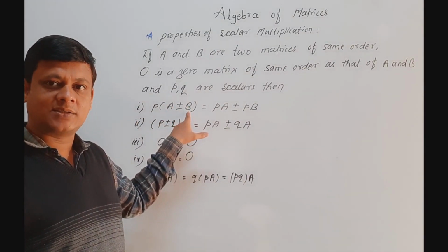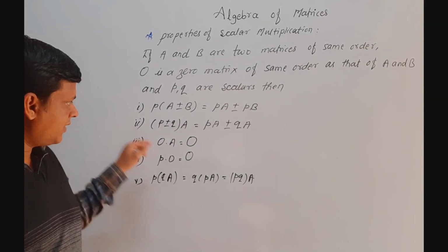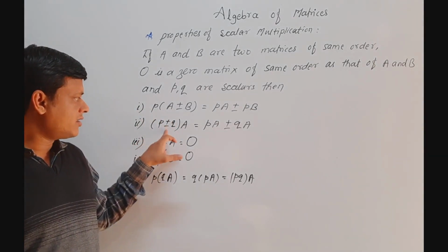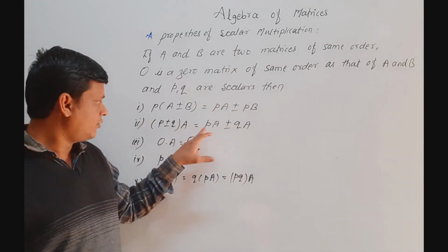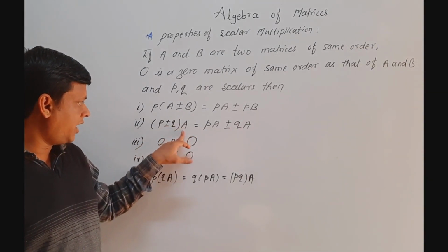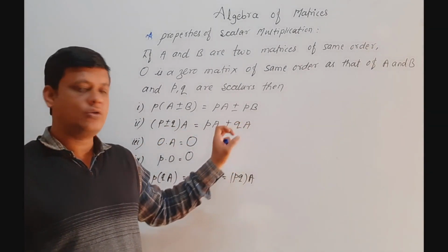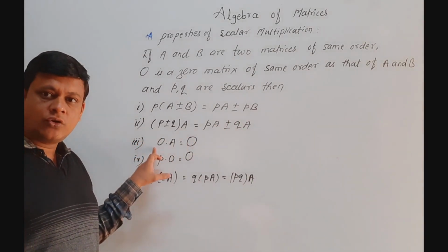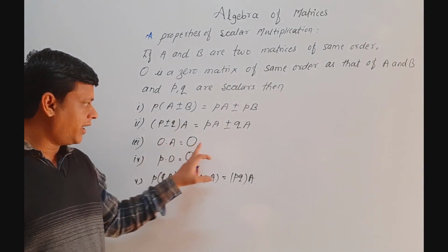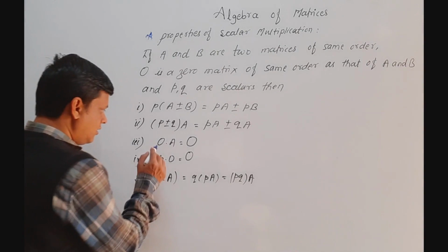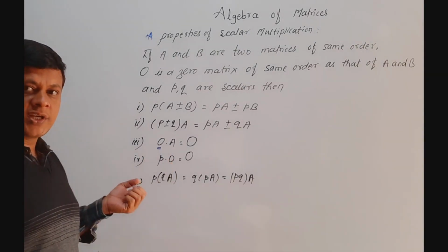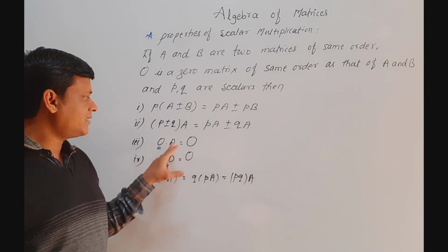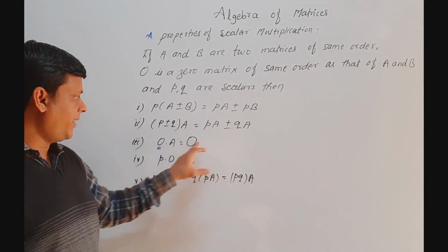Then see the second property. Here matrix A is distributed over addition or subtraction of scalars. So we write p plus or minus q into A equals pA plus or minus qA. Then the third property: when we multiply the zero scalar to matrix A, we get the zero matrix. So this is a zero scalar. When we multiply the zero scalar to any matrix, we get the null matrix. So this is the zero matrix.